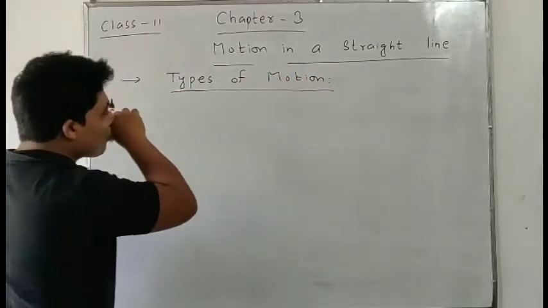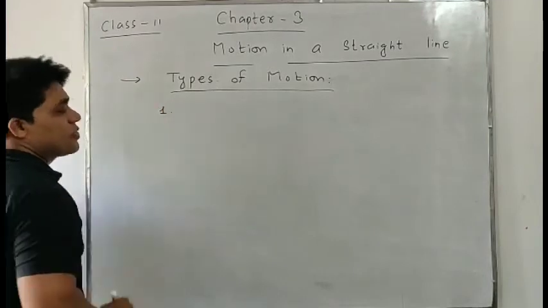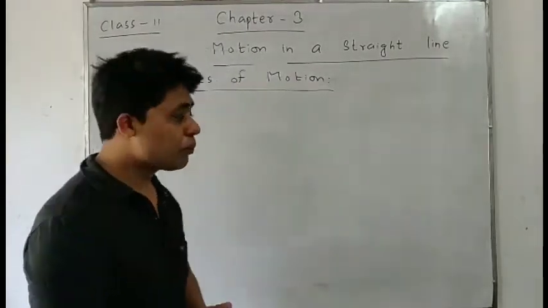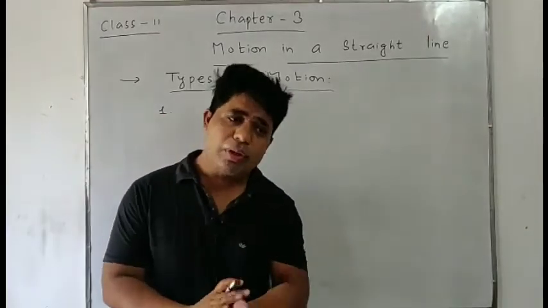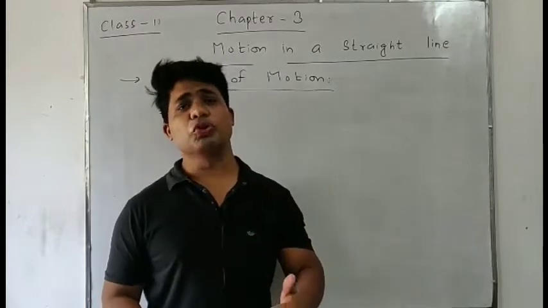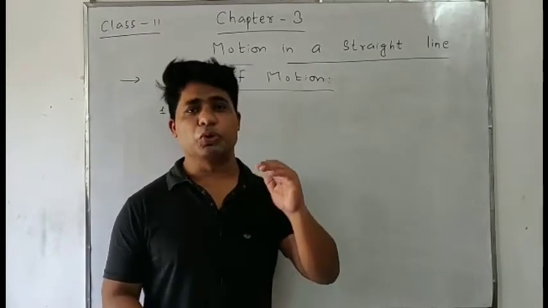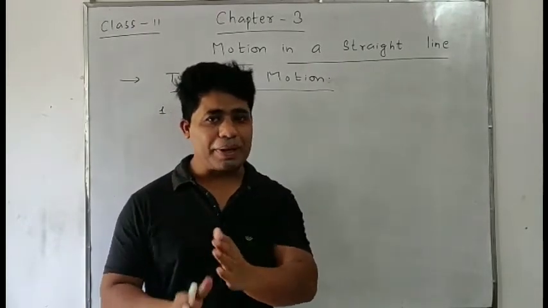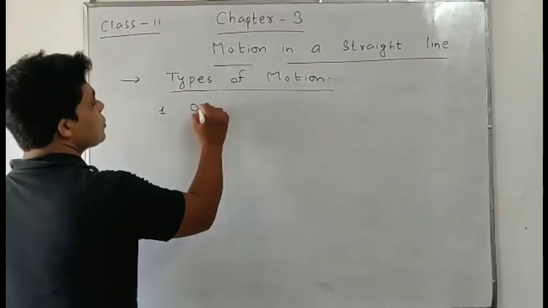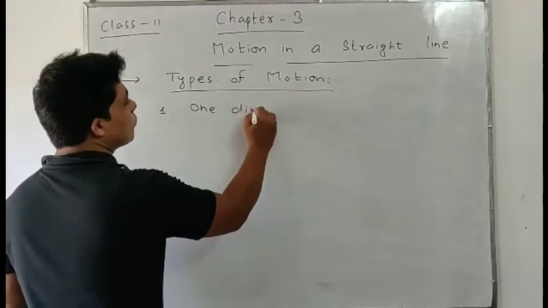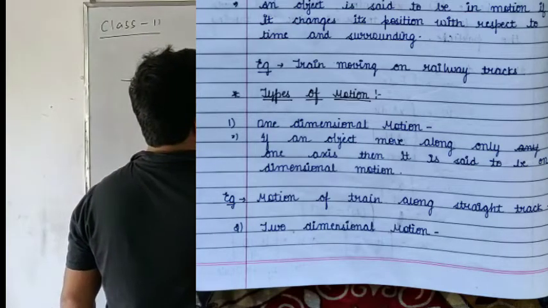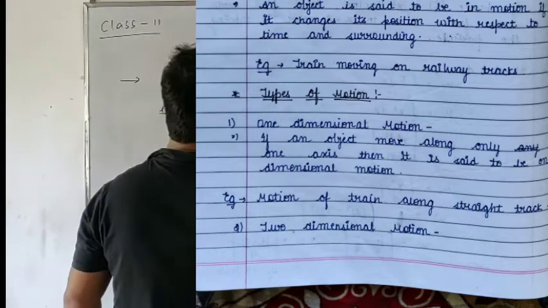Types of motion. Basically it is classified into 3 parts: one-dimensional motion, two-dimensional motion, and three-dimensional motion. There are different types also, like rectilinear motion, circular motion, rotational motion, simple harmonic motion. Later on we'll discuss those, but here we are going to discuss the basic 3 terms. First of all is one-dimensional motion. What is the meaning of one-dimensional motion?